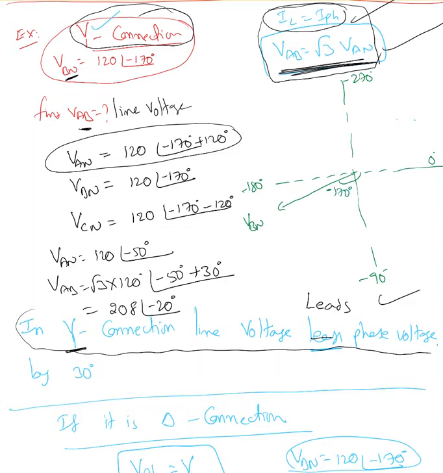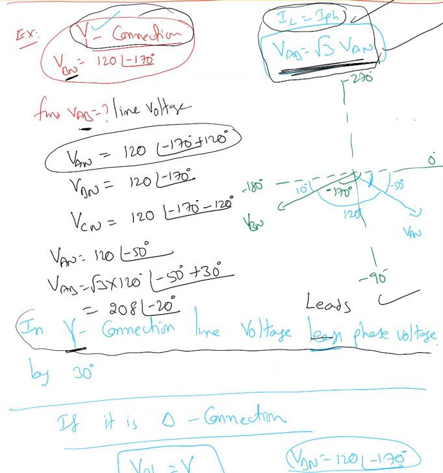Now where will VAN be? VAN must be in front of it, and this angle must be 120 degrees. So this is VAN. What is this angle then? If this angle is 170, this must be 10 degrees. So that's 10 plus 120, so 130. So this angle must be minus 50 degrees.